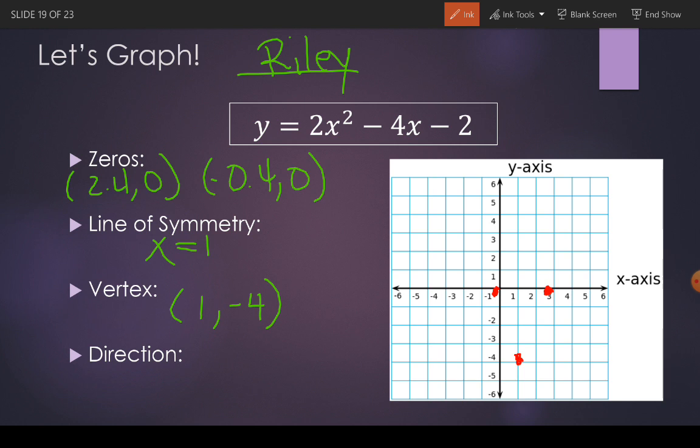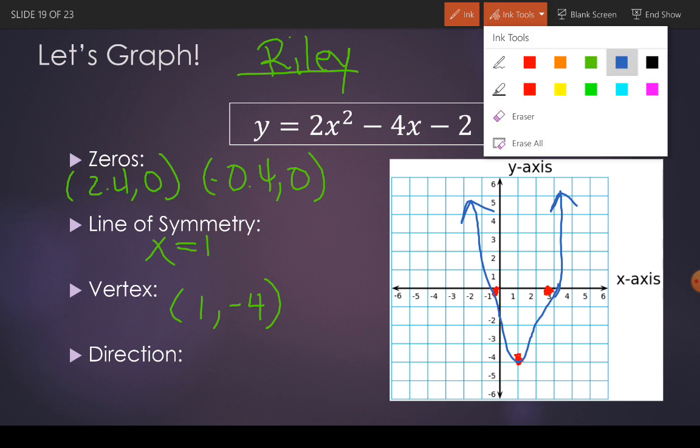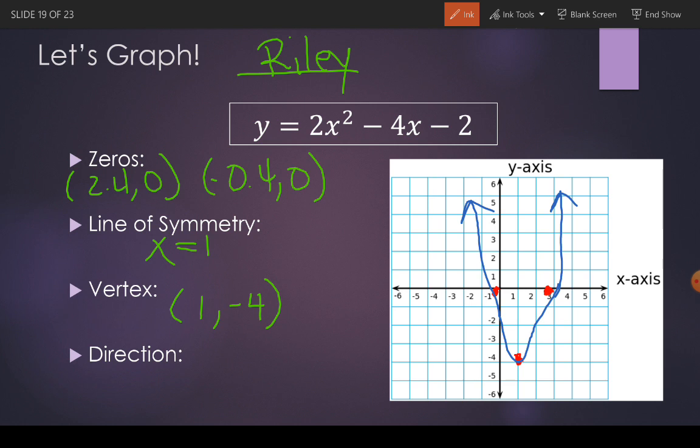Okay, and we can draw a line through these 3 points to connect them. It's supposed to be a nice shaped parabola, but Miss Lockhart has a hard time drawing sometimes. Okay, let's check real quick to make sure our line of symmetry is at 1. If we cut this in half, it should be at 1, and it is right about here. Okay, so that's good. The last thing we have to fill in is the direction of the parabola, and it's going to be up like a cup.